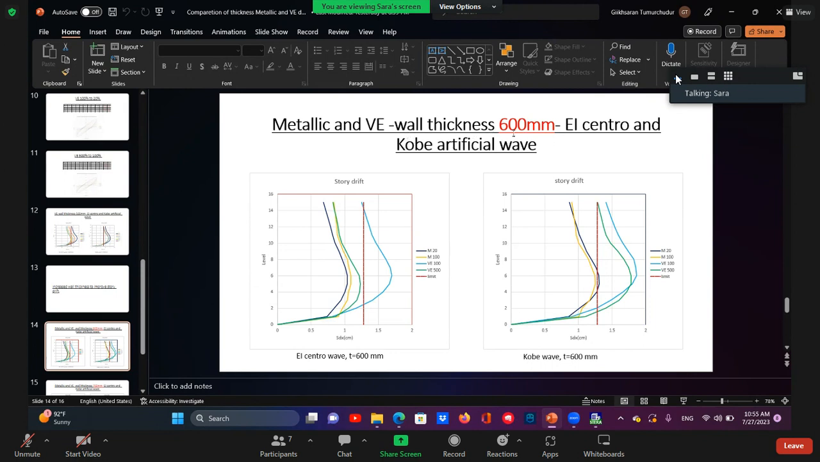If wall thickness is 600 millimeter, under the central wave, only viscoelastic 100 is not good. But under the copy wave, between viscoelastic 100 and metallic 100, only metallic 100 is good.